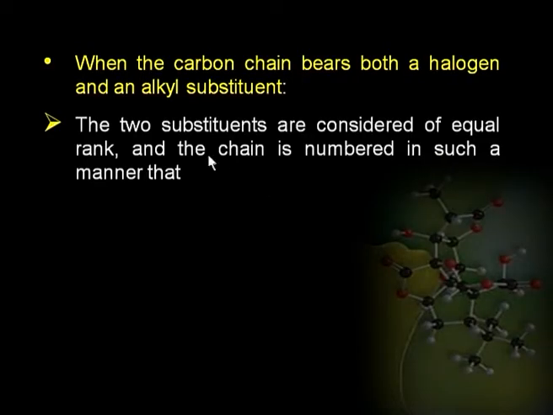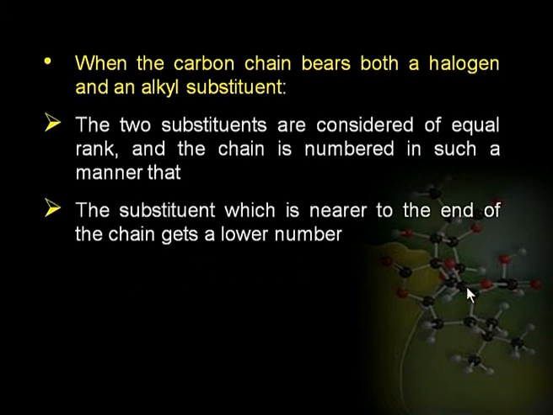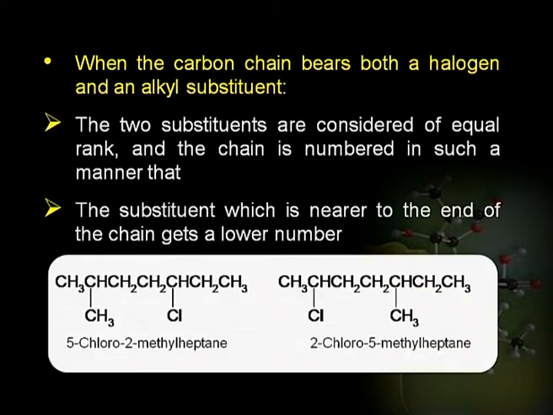What happens when the carbon chain bears both a halogen and an alkyl substituent? The two substituents are considered of equal rank and the chain is numbered in such a manner that the substituent which is nearer to the end of the chain gets a lower number. What does this mean? We shall look into this example to understand. So, we have 5-chloro-2-methyl heptane. The chlorine is attached at the 5th position and methyl is at the 2nd position.